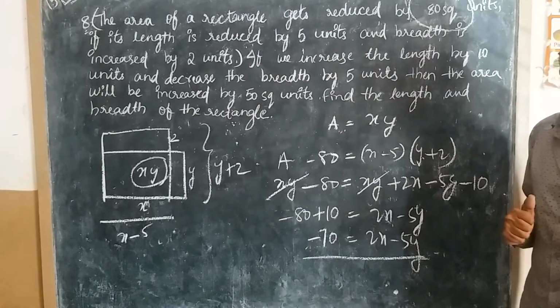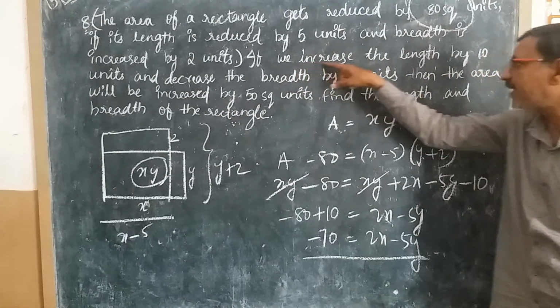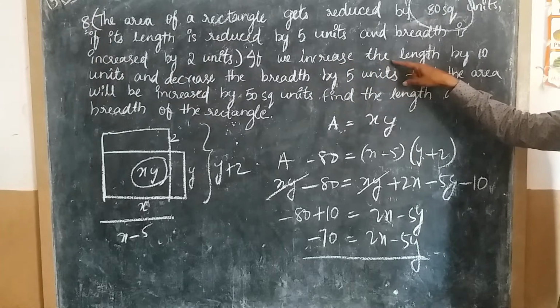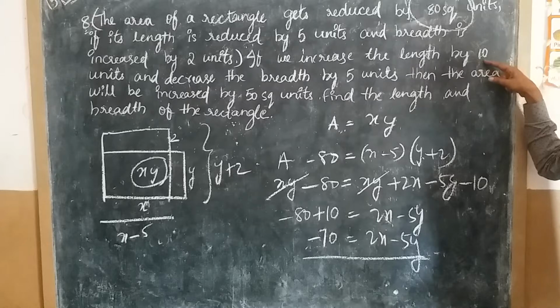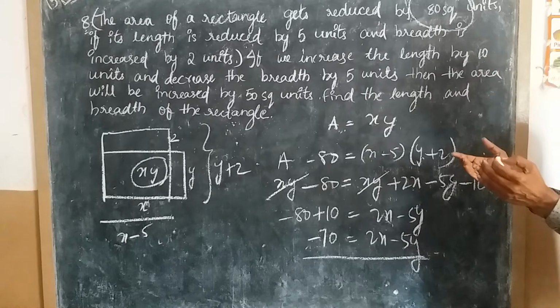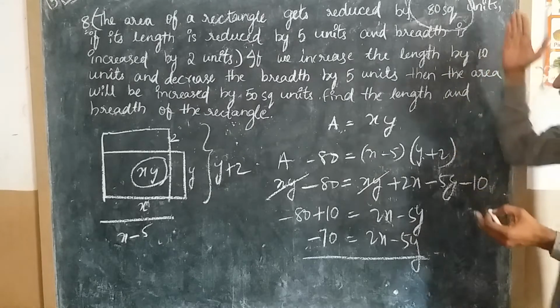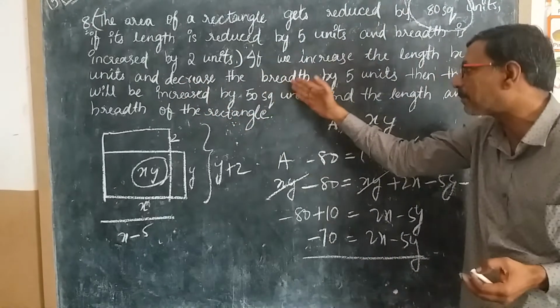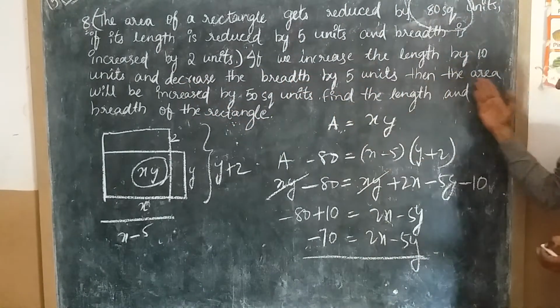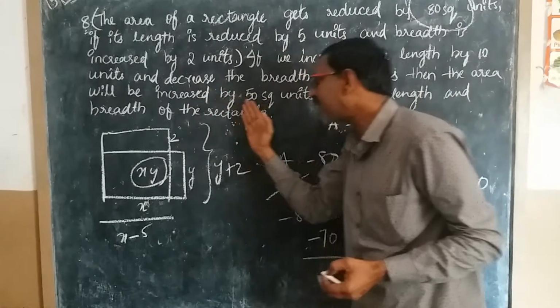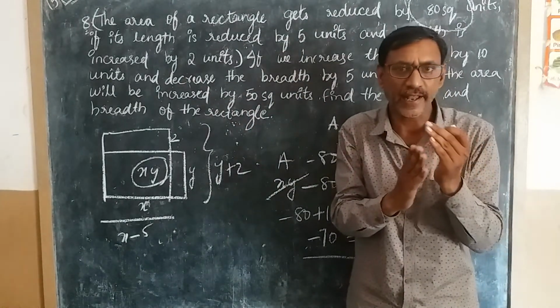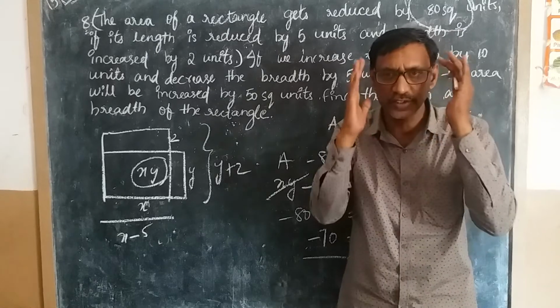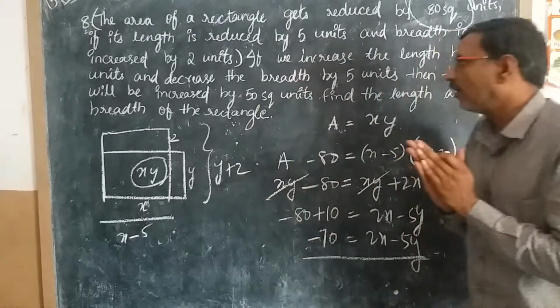Now coming to the second statement. If we increase the length by 10 units and decrease the breadth by 5 units, the area will be increased by 50 square units. Once again, I am reading the second statement. It's very, very important. Very simple.